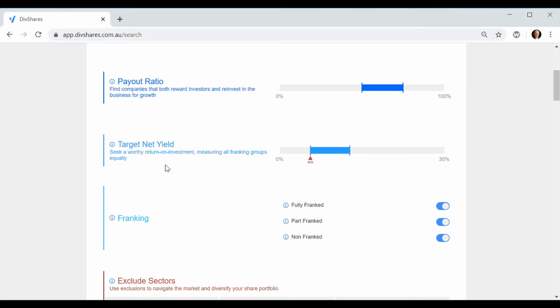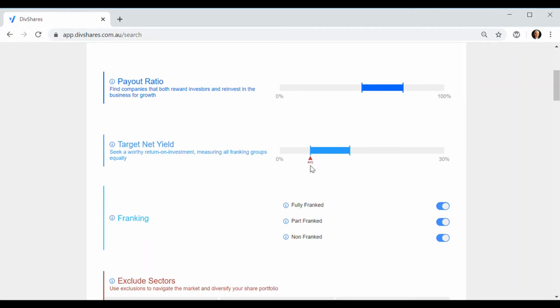That is why DivShares has created a metric called net yield, so we can compare apples with apples, enabling investors to make clear and well-informed decisions. Let's now look at the net yield filter.